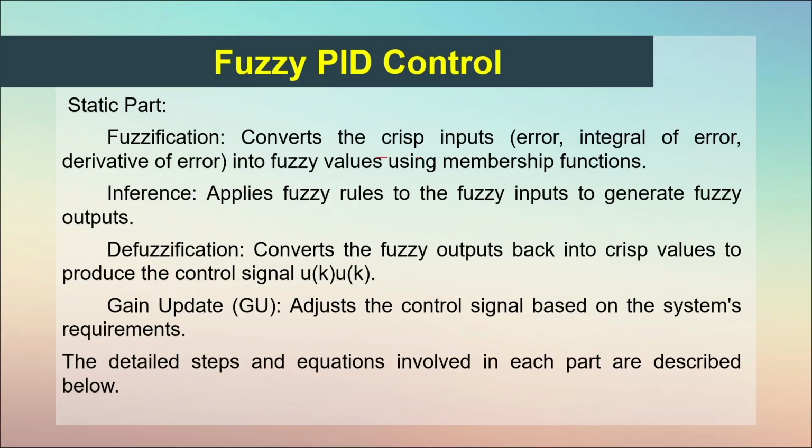And the static part you can do is, you can convert the crisp input. What is the crisp input? Error, integral. See, that is the crisp value, and it can be converted into a fuzzy value, and for each linguistic value you can associate a membership function.